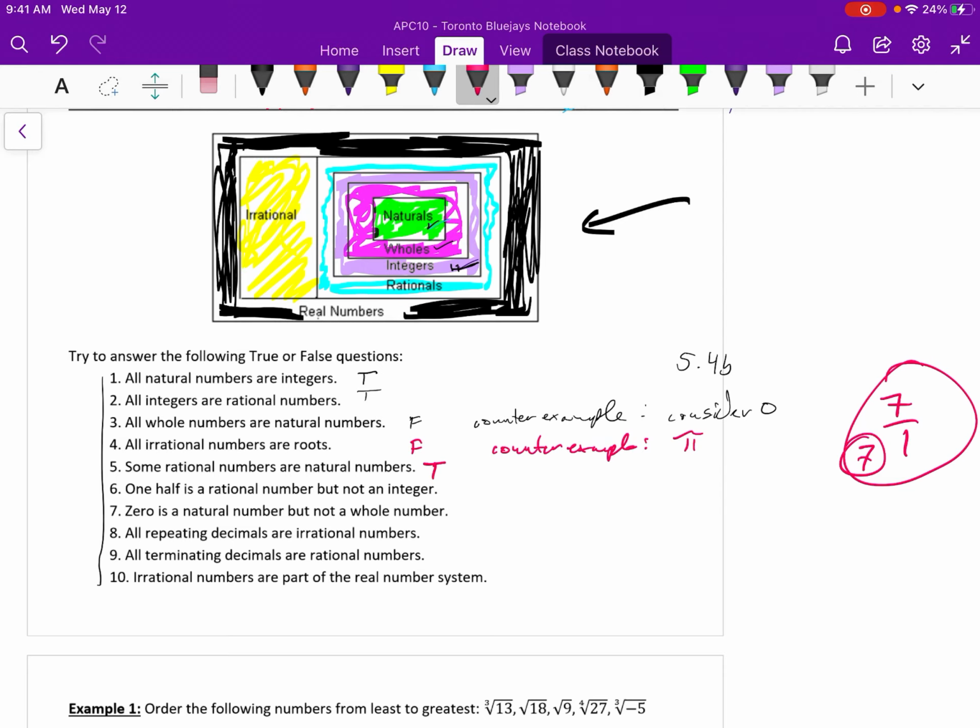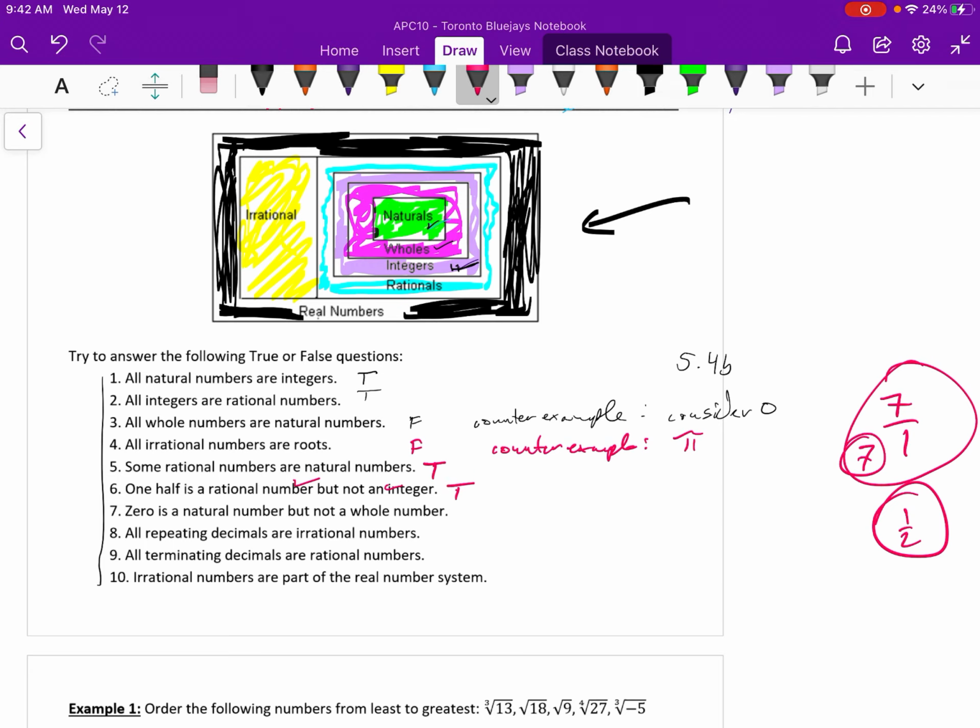1/2 is a rational number, but not an integer. What? 1/2, okay, wait, I misread that. 1/2 is a rational number, but not an integer. So 1/2, I'm just going to write 1/2 right there. So 1/2 is a rational number. True. It is not an integer. True. So this statement is entirely true.